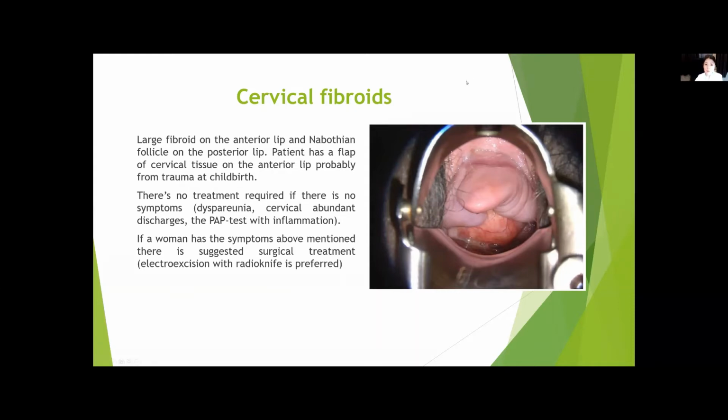There is no treatment required if there are no symptoms, dyspareunia, pain during intercourse, abundant cervical discharge, and PAP-test with inflammation. If a woman has the symptoms above mentioned, surgical treatment is suggested. Electroexcision with radio knife is preferred.